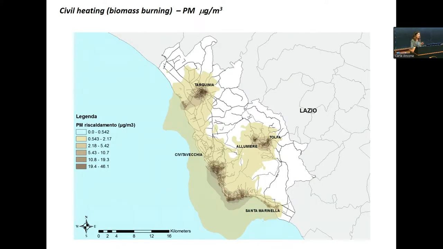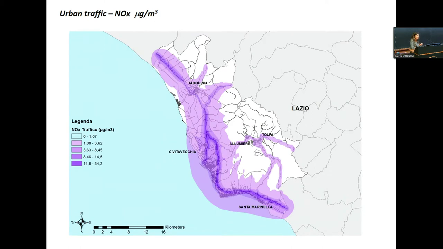Then civil heating, biomass burning, is mainly in the cities. We are talking about five municipalities very close to each other, and mainly coming from the mountain area. Look at the value, 10 plus something. So the contribution of PM from biomass is much higher than the one from industry. And finally, urban traffic, NOx emissions. They follow the main streets in the area, of course, because we are talking about cars. Look again at the value. All these pollutants go into the air, affecting air quality and probably the health status of residents.